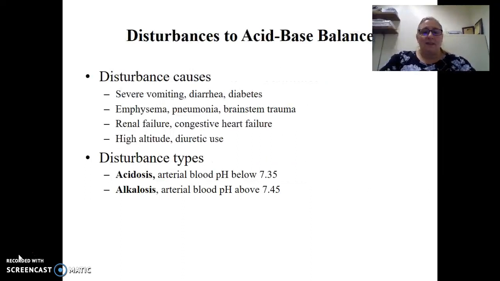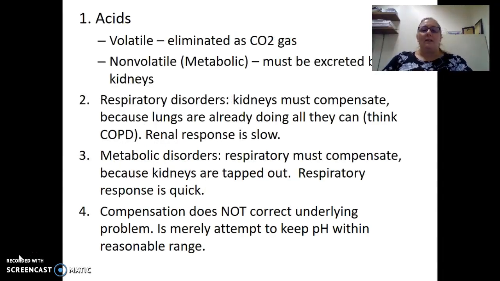So let's talk about some of the disturbances associated with acids and bases. We have two major disturbances. Acidosis, where our blood pH goes below 7.35, and alkalosis, where our blood pH goes above 7.45. So we need to maintain that pH all the time. So what types of acids do we have? There are volatile acids. These are gases that we can eliminate as carbon dioxide. And then we have non-volatile or metabolic acids that have to be excreted, like lactic acid, an example of a non-volatile acid.